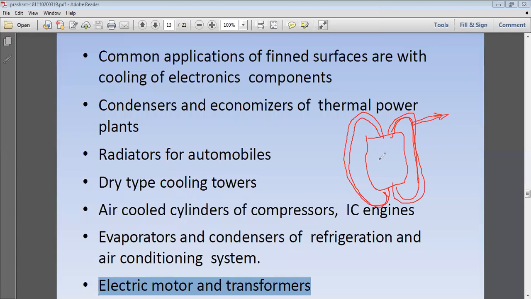The transformer oil is filled in the transformer, which extracts the heat from the transformer and sends it to the fins. Here it is cooled by rejecting the heat to the surroundings. In this way, it continuously dissipates the heat to the surroundings. Then the hot oil present in the transformer will be cooled, and once again it is circulated into the transformer. Likewise, they are cooling the entire oil with the fins. So this is the advantage of fins.